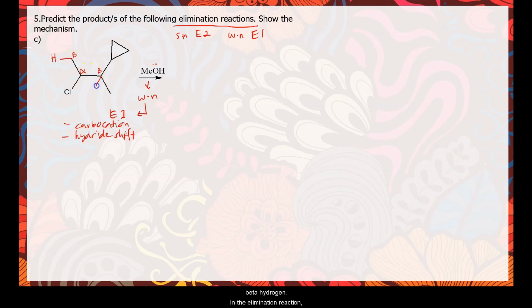In the elimination reaction, as chlorine leaves as the leaving group, it makes this carbon become positively charged. Then methanol will take the beta hydrogen and the bond between the beta carbon and beta hydrogen will be given to the alpha carbon, as it will form a double bond between the alpha and beta carbon. For this case, it will give two different products since it has two different beta hydrogens.